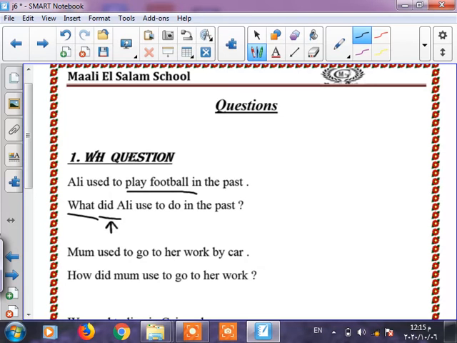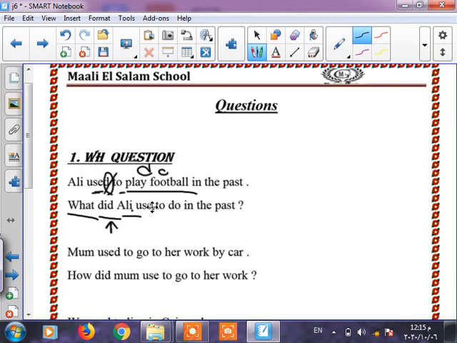And after that, I put the helping verb did. Why do we put did here? Because used is in the past. So how did. After that, I put the subject mom. After that, I put the verb infinitive. And after that, I complete the sentence and I close the answer. How did mom use to go to her work?